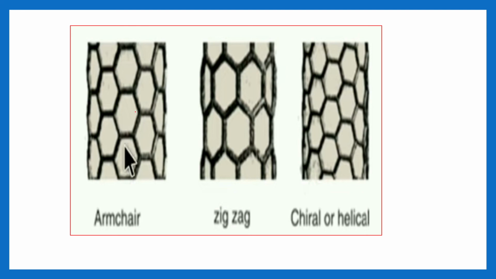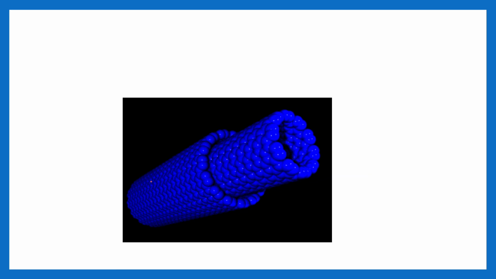If you talk about the structure, it is in the form of a chair. For this reason, these are termed armchair. If you talk about the zigzag, you can understand it like this. These are in the zigzag manner. The chiral nanotubes are also called chiral or helical. These chiral or helical are the same as armchair, but this armchair is a little bit tilted. This is a picture of a multi-walled nanotube.